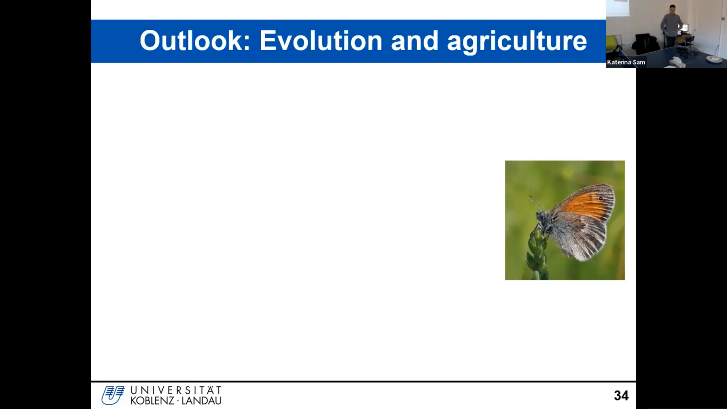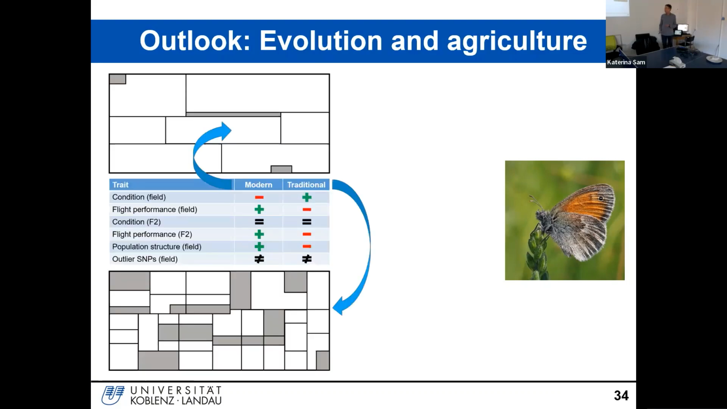I'm coming to an end soon. An outlook. I told you I would talk about dispersal, and I think I did, but I also talked a lot about genetic adaptation and evolution. And this is something that is intriguing us now in the context of agricultural landscapes. We here use the small e. This is the latest data we have, just to give you an idea of what we thought.